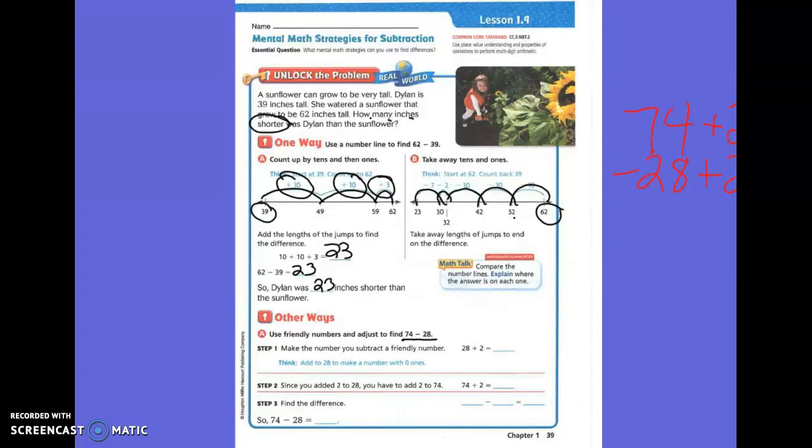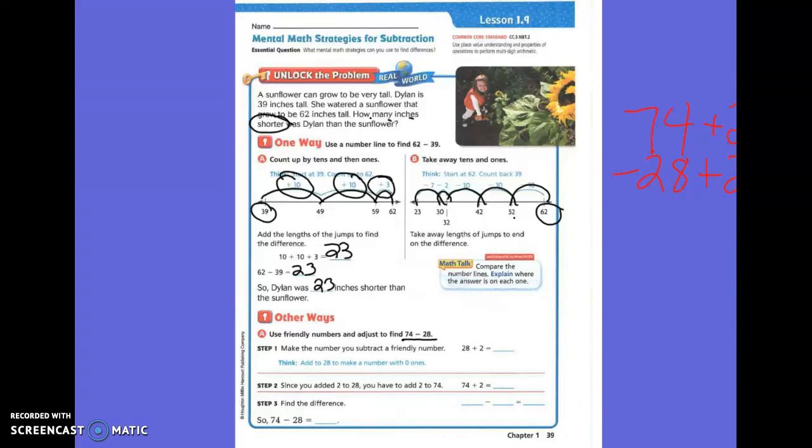No. That's what it says on step 2. Since you added 2 to 28, you have to add 2 to 74. So let's just try it, see it the way they're doing it. Let's try it. 74 plus 2 is? Well, mine says subtract. Your guys said subtract? No. Mine does. Let's add up.